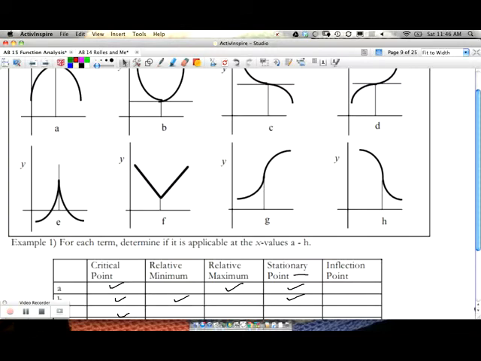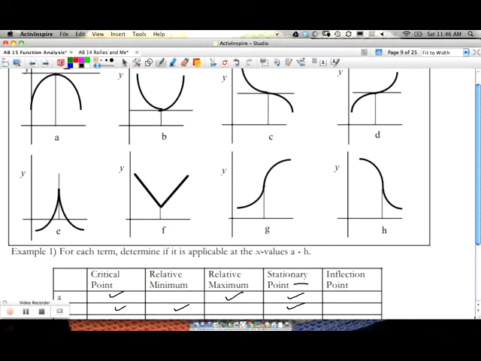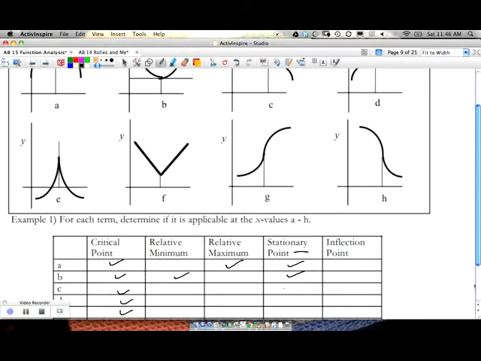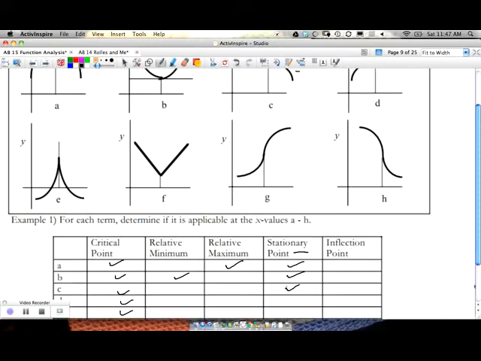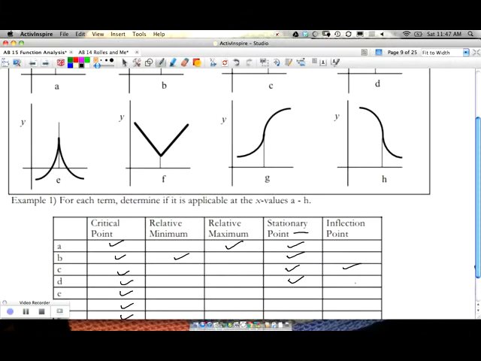So now let's look at C. So C here, we are flat. That's true. So it is going to be a stationary point. Is it a relative min? No, because we don't go back up. We're negative and then negative again. We're decreasing and decreasing again. So that means that we're actually an inflection point. We are stationary, but we're an inflection point. And D is the same thing. It flattens out and it's an inflection point.